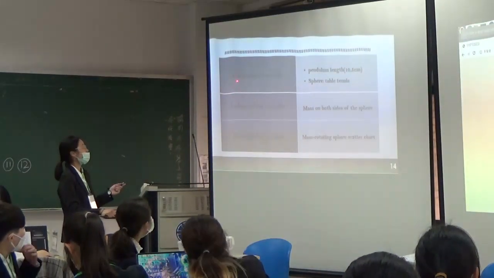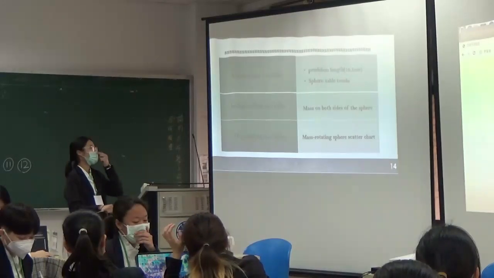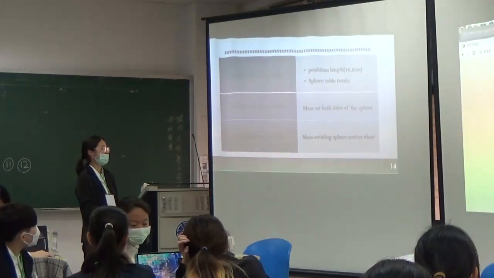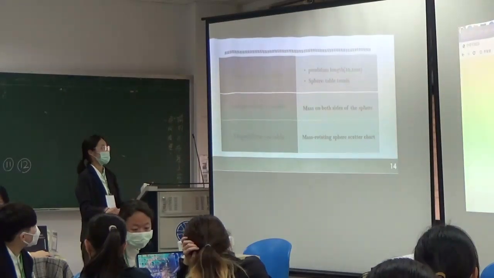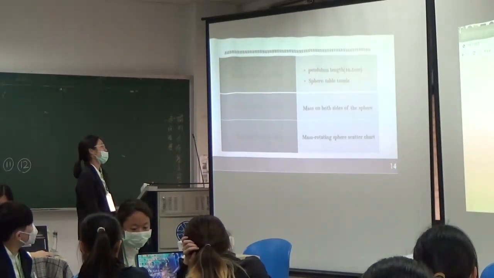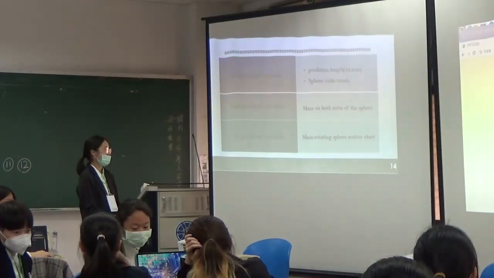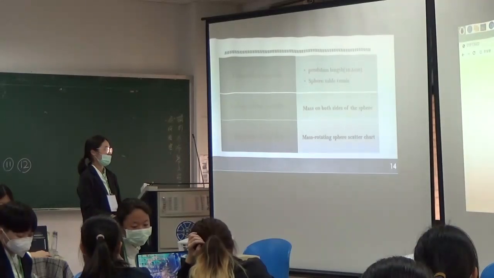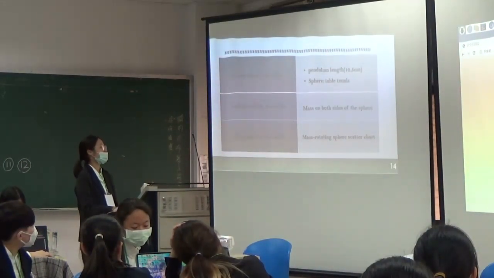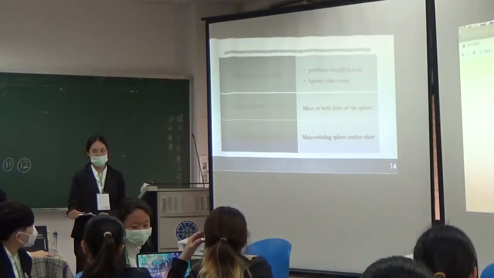So, the first design: the control variable is the pendulum length, and we use a 10.5 centimeter rubber band, and for the sphere we all use table tennis balls. The independent variable is the mass. We use clay, with the mass placed on both sides of the sphere. And the dependent variable is that we can get a mass and rotating sphere scatter chart.